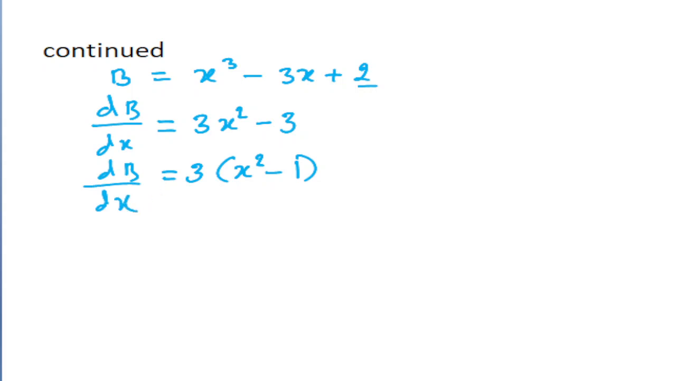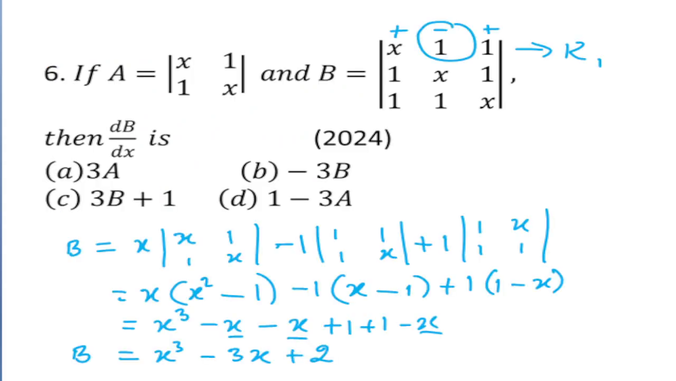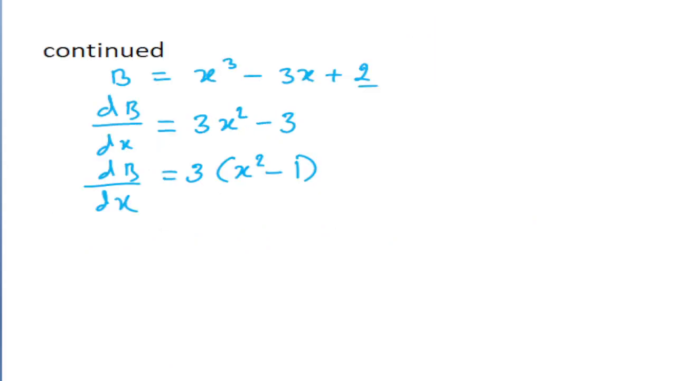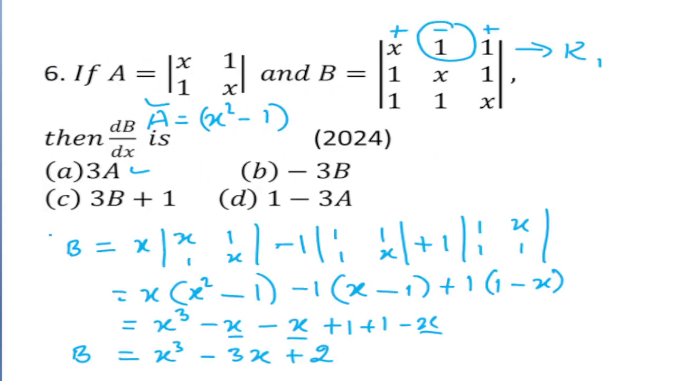Now let us verify the first option. The first option is 3 into a. Now find out the determinant of a value here. What will you get? x into x, x square minus 1. So x square minus 1 can be written as a. So here x square minus 1 is there, that can be written as a. So our option is 3a. So our option A is the right answer for this.